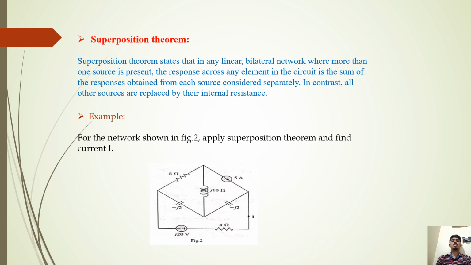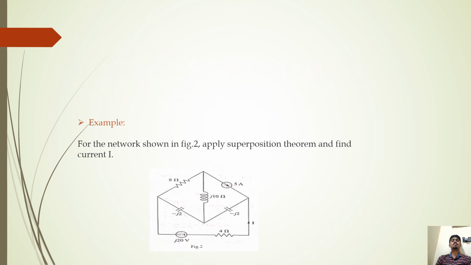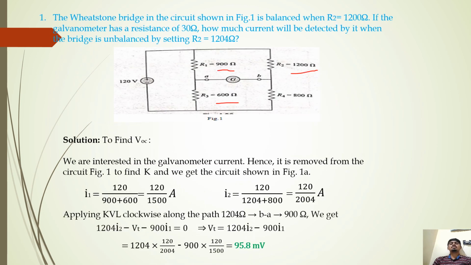Example of the superposition theorem. For the network shown in the figure, apply the superposition theorem and find current I1. The Wheatstone bridge in the circuit shown in the figure is balanced when R2 is equal to 1200 ohm. If the galvanometer has a resistance of 30 ohm, how much current will be drawn by it when the bridge is unbalanced by setting R2 equal to 1204 ohm?